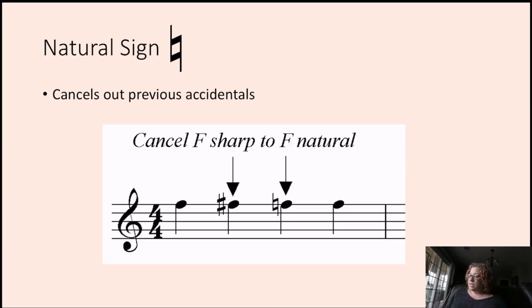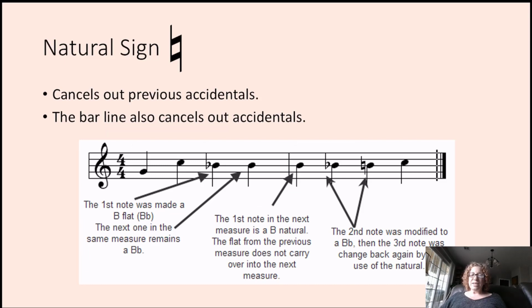Here you can see in one measure, they said, hey, play an F sharp. And they're like, okay, now we're going to cancel out and play a natural right here. Another thing that's also going to cancel out the accidentals is a bar line. So here we have the bar line right here. And I'm going to walk you through this. It's all printed out on the page, but it's a little confusing.